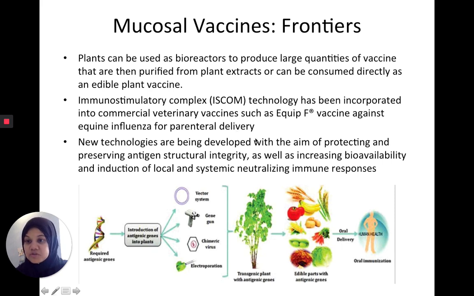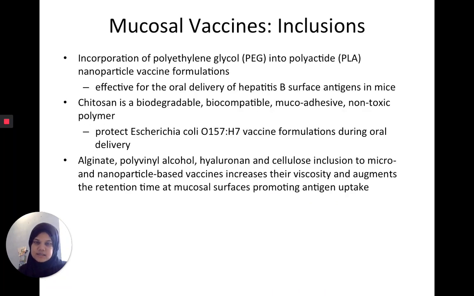And this all relates to better delivery of the vaccines, because when you're introducing it through different routes, you need to think about how you're going to protect, preserve the antigen integrity, increase the bioavailability. That means how much you give is how much is absorbed and taken up. And then also whether or not that influences how the immune system processes the antigens. So there are things people investigate, like using polyethylene glycol, PEG, in nanoparticles. So this has been shown to be effective if you want to deliver hepatitis B antigens in mice through the oral route.